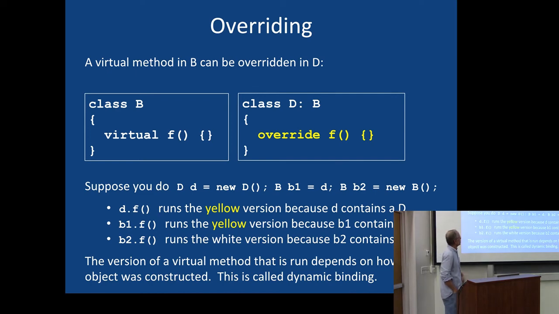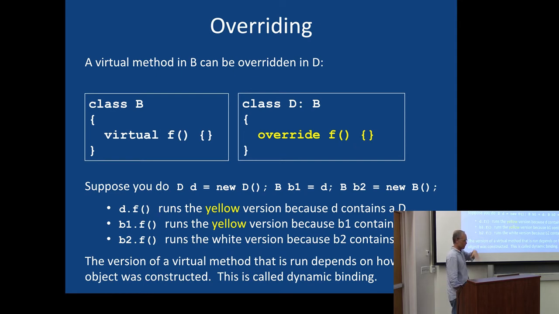Okay, so we create a new D, store it in a variable of type D. Then we take that object and store it in a variable of type B. And then we create a new B object and store it in a second variable of type B. So we've got two objects. One object is stored in two variables, D and D1. The other is just stored in D2. So what happens when you call D.F? Well, you see what happens.